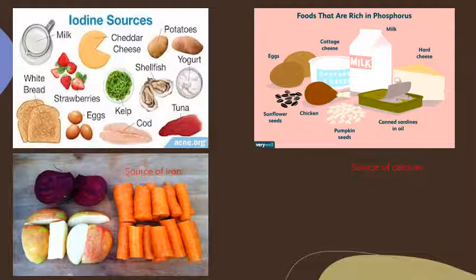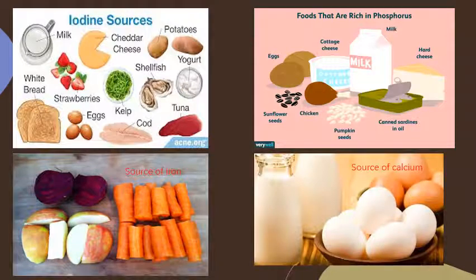Rich source of iron is beetroot, apple and carrot. These three have the highest content of iron, and iron is a very, very important mineral to our body. Iron helps to increase the volume of our blood in the body. So if your blood is healthy, you are healthy. So sources of iron, that is beetroot, apple and carrot are very, very important. Sources of calcium, that is milk and egg. These have the high source of calcium. So this is also very, very important to our body.